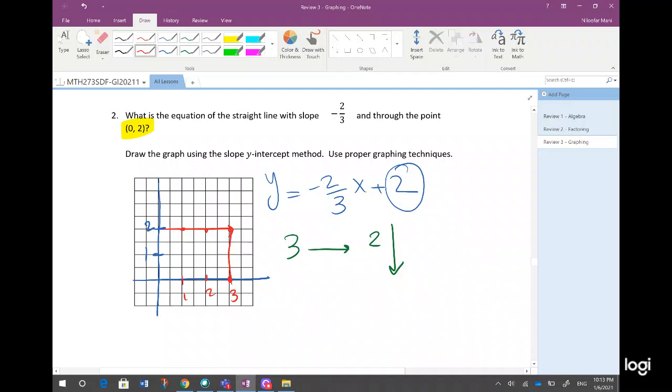Okay, and now I can connect these 2 points. One of them is x-intercept, one of them is y-intercept. That's nice. X-intercept is also 3 and 0. So you find y-intercept, then you look at the slope. Based on the slope, for the denominator you go to right, and just look at the top. If it is positive, you go up. If it is negative, you go down.